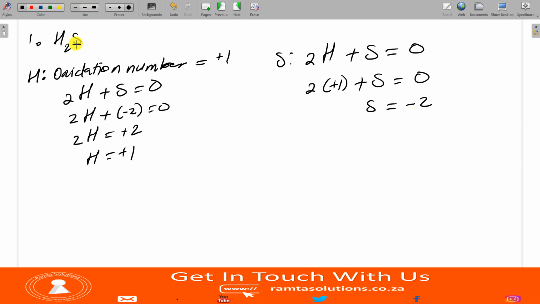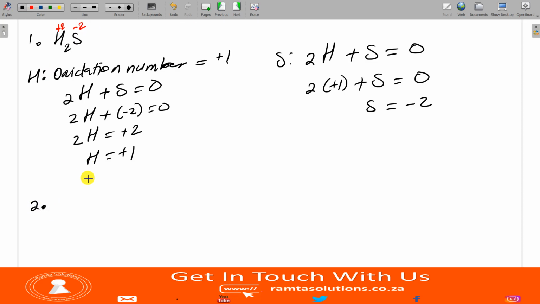To show that indeed it's -2: the oxidation number of hydrogen is +1, and 1 times 2 is +2. The oxidation number of sulfur is -2. Now, +2 minus 2 becomes 0. Indeed, the sum of the oxidation numbers is 0, which is the charge. Okay, perfect.